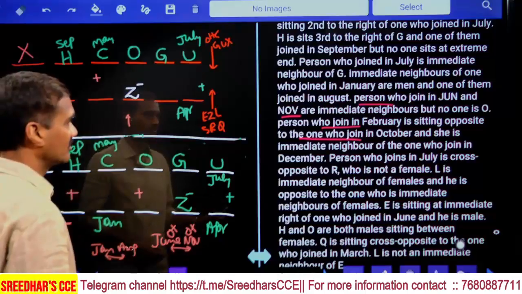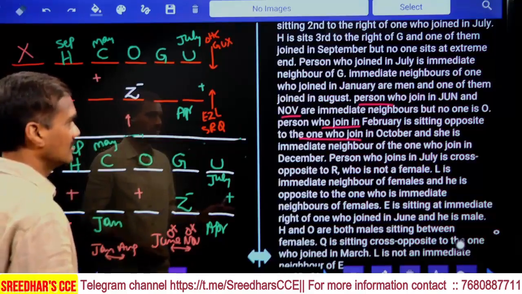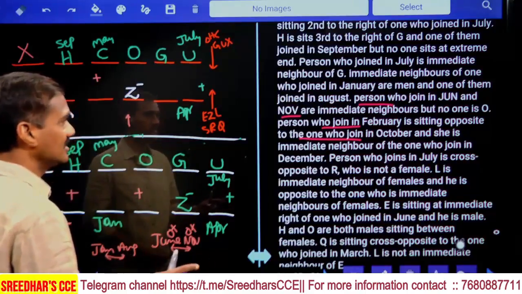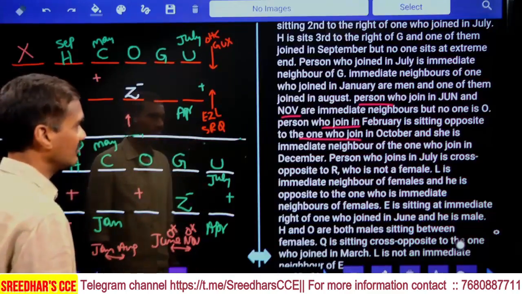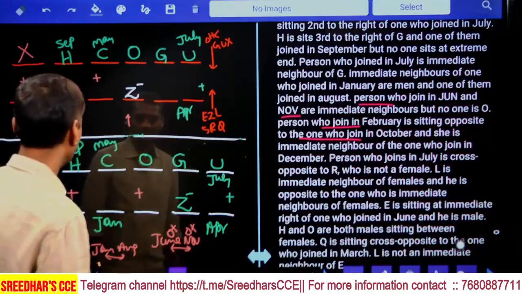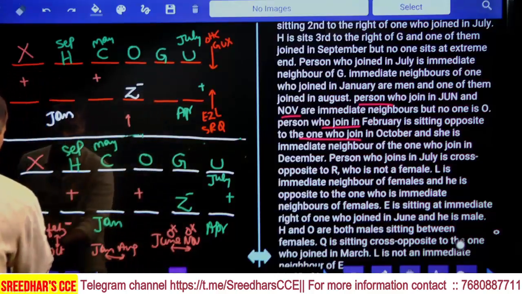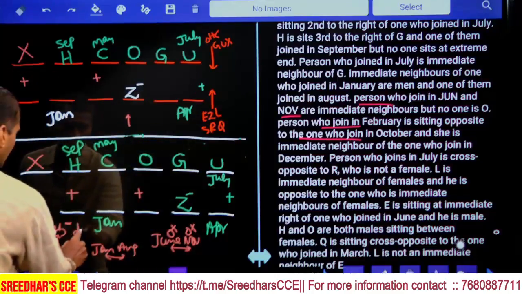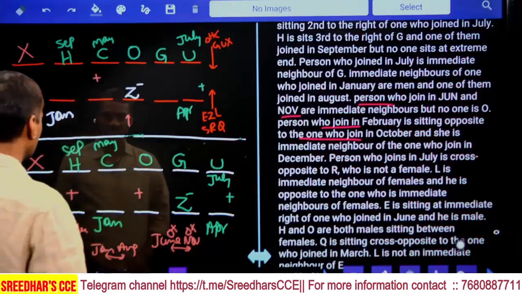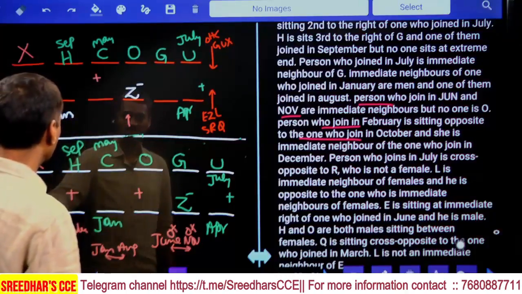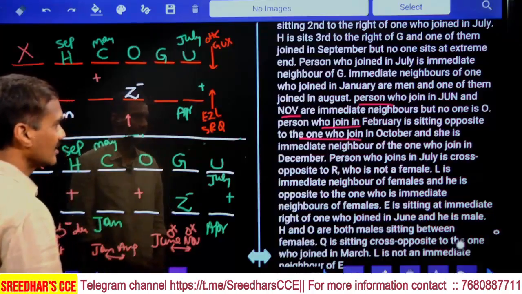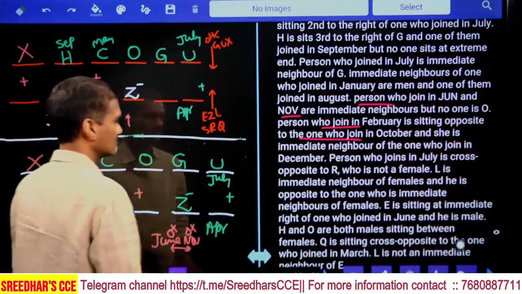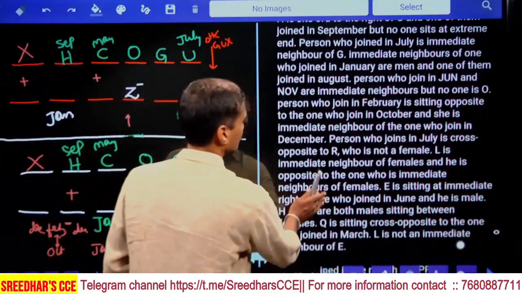The person who joined in February is sitting opposite to the one who joined in October. That first person who joined in Feb is a female, and she is an immediate neighbor of the one who joined in December. Hence Feb and December are adjacent to each other. Feb and October should be opposite, and Feb and December should be side by side. This is the information we have regarding the months.